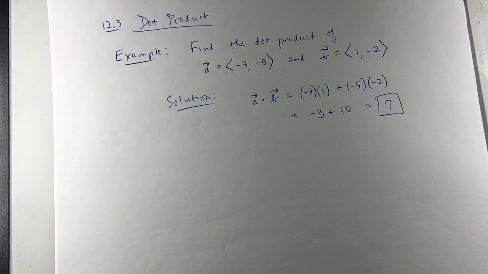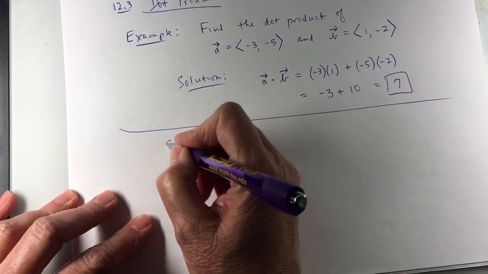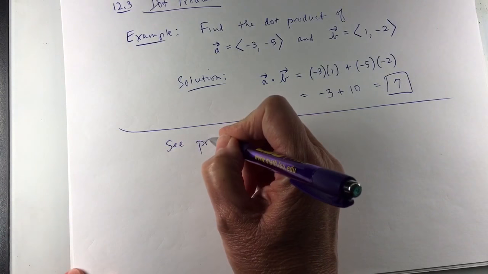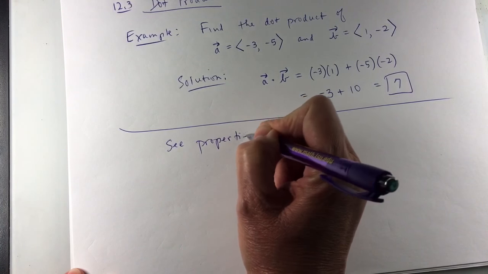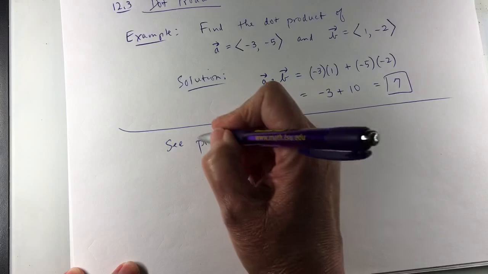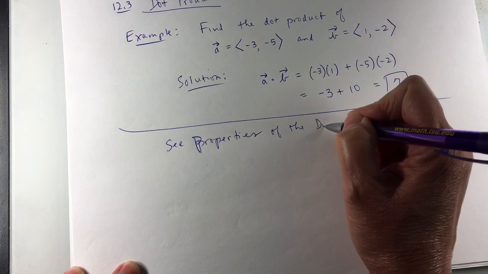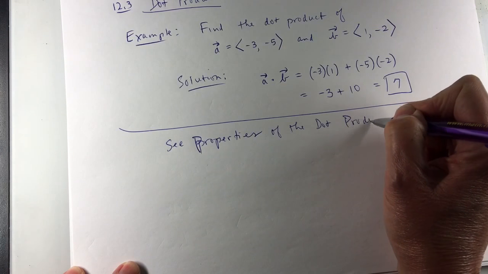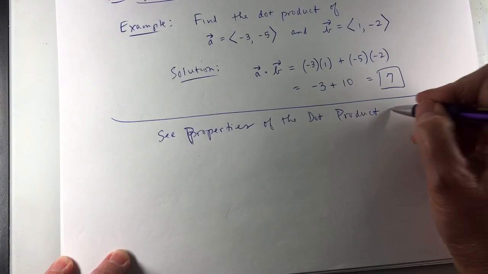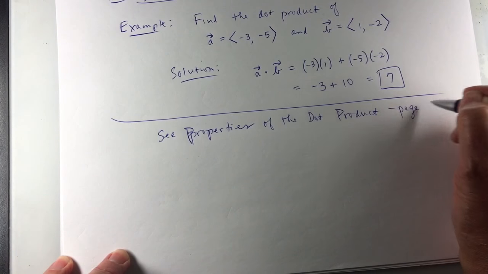In your book, they have some properties of the dot product. They did prove some of these properties. These properties are on page 807. So I'm going to write properties, with a capital P. Properties of the dot product. Page 807.